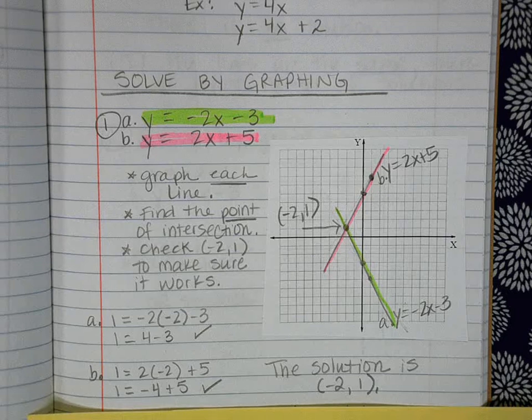The information at the bottom there is just when I plugged the negative 2 and the 1 back into the equations for x and y. Okay? So you can always check your answers on these type of problems too. If you get it wrong, you know you have to go back and regraph or something.